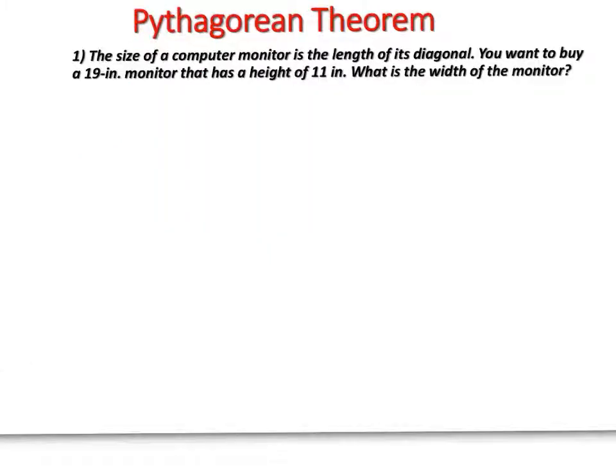This last problem, we're given a word problem. This says the size of a computer monitor is the length of its diagonal. You want to buy a 19-inch monitor that has a height of 11 inches. So what's the width of the monitor? Okay, so to figure out this word problem, let's draw a picture. So we have a computer monitor.